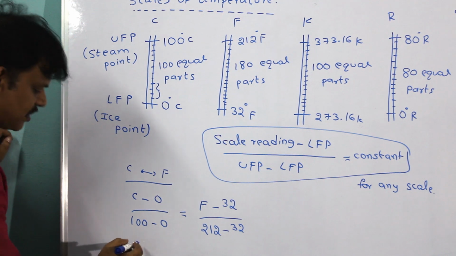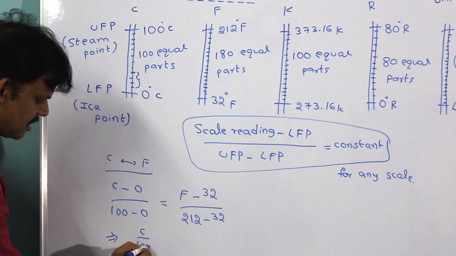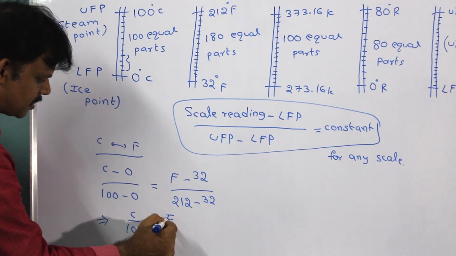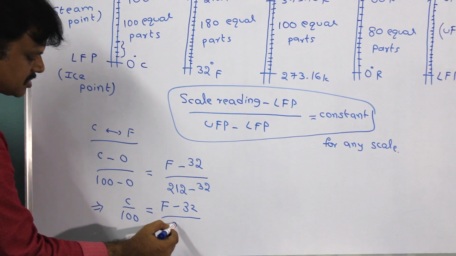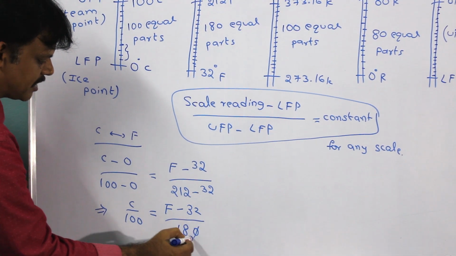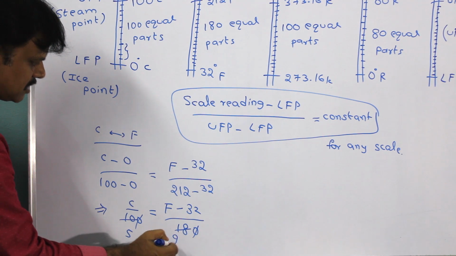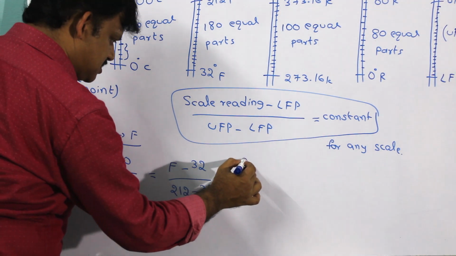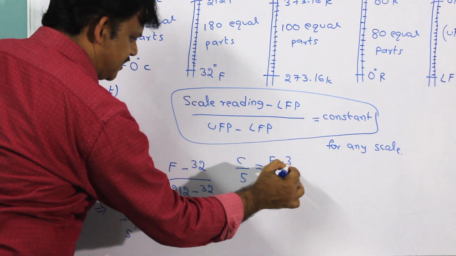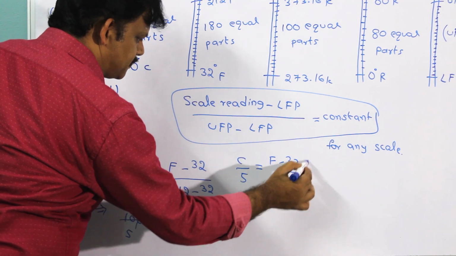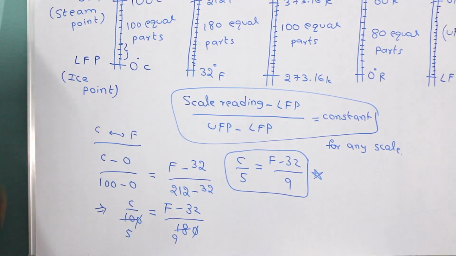Okay. So from this I can write: C by 100 is equal to F minus 32 by 212 minus 32, which is 180. The zeros get cancelled out. Second table, 5 times, 9 times. Hence the relation is C by 5 is equal to F minus 32 by 9. This is the relation between Celsius and Fahrenheit.